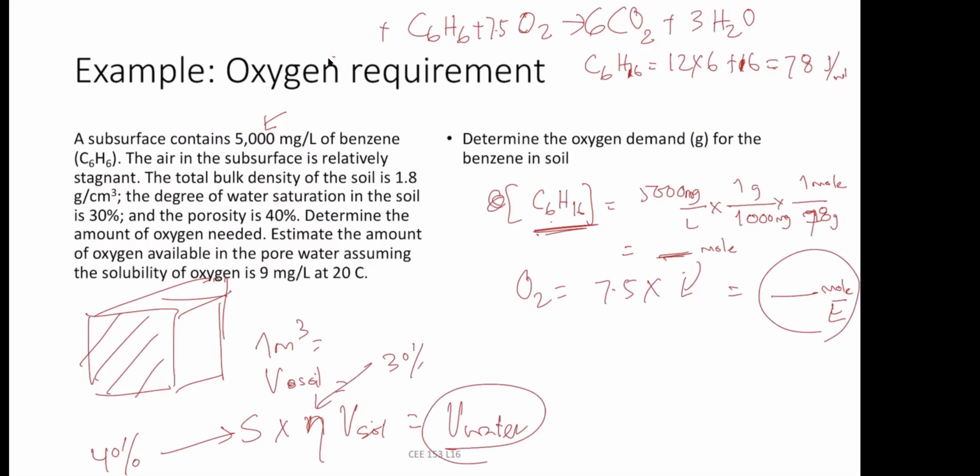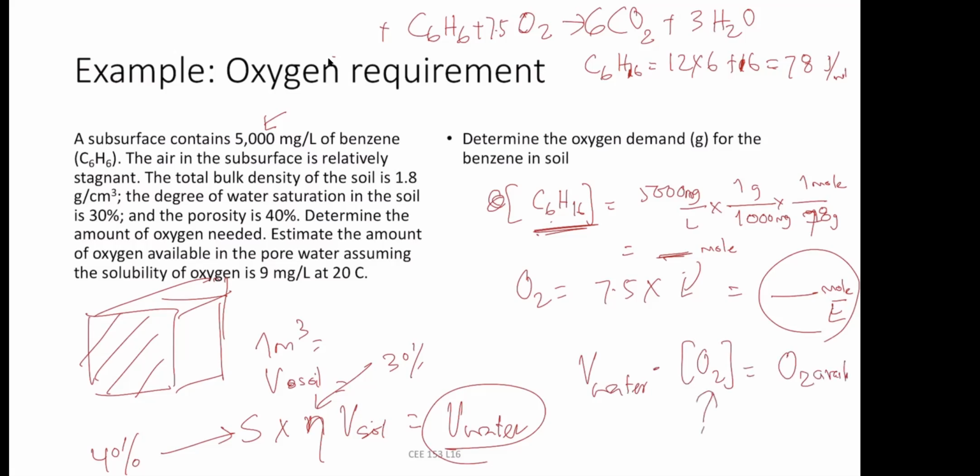Now you calculate the total amount of oxygen in moles per liter. Then it says estimate the amount of oxygen available in the pore water, assuming the solubility of oxygen in water is 9 milligram per liter. So now how much oxygen is actually available in that water? This is the amount of oxygen needed, not the amount of oxygen actually present in the water. So think of how much water you have in the solution. The volume of water is given already, times concentration of oxygen in water, which is the total amount of oxygen available, O2 available.